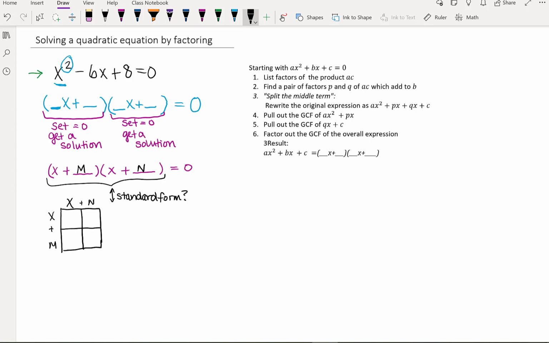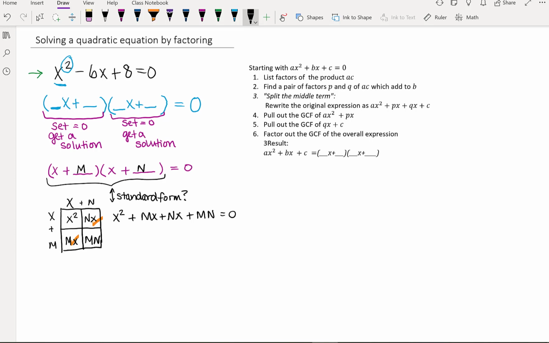And we multiply terms that line up. So row times column: x times x is x squared, x times n is nx, m times x we'll call mx, and m times n is that last one. So then if I write out these four terms added together, I get x squared plus mx plus nx. That's these two. Plus mn.